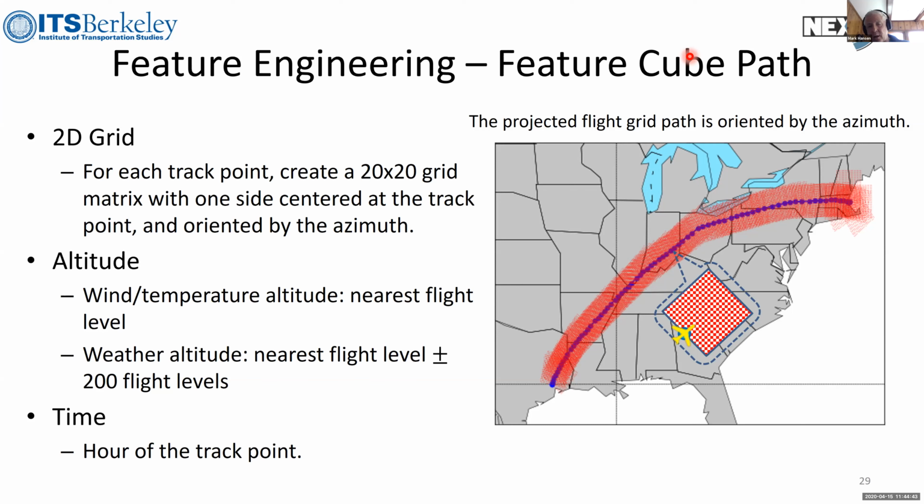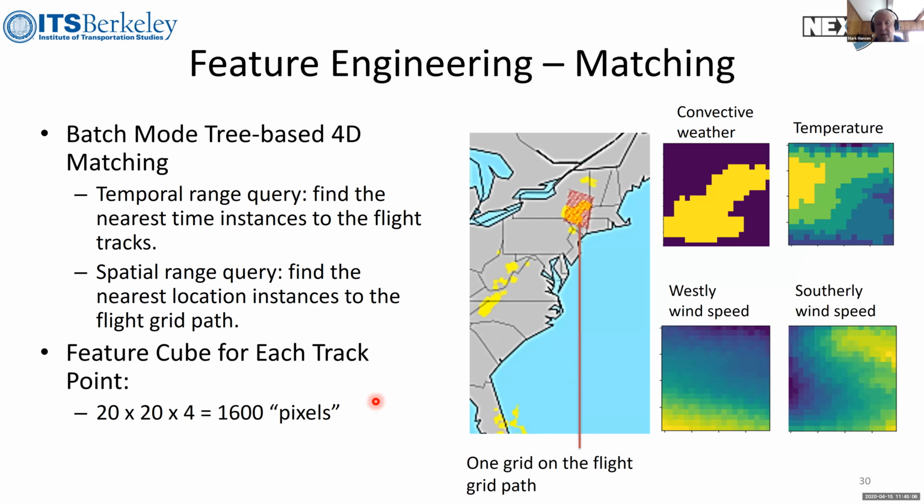You see a particular yellow aircraft there that's a blow up. Basically, it's looking in our model at this set of features ahead of it. Some of the features include wind, weather, and time. This is how we actually characterize this in more detail. So this is the temperature cube. This is the convective weather cube. This is a binary 1-0 representation of convective weather, westerly wind speed, and southerly wind speed.